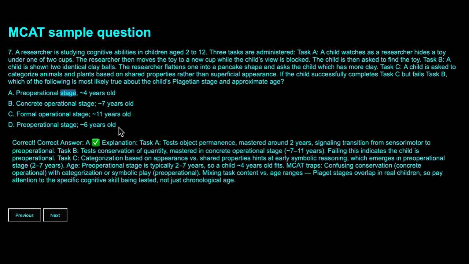But the child didn't pass task B, which asked the child to basically tell whether the two balls are actually the same size. And that refers to a concept called conservation of quantity. So conservation of quantity is mastered in the concrete operational stage because kids start to think in concrete terms, and that's when they develop the ability to tell whether two objects that have the same size but different shapes actually have the same size. The child doesn't pass that stage, so we cannot say concrete operational and we cannot say sensorimotor. So the answer is pre-operational stage, 4 years old.